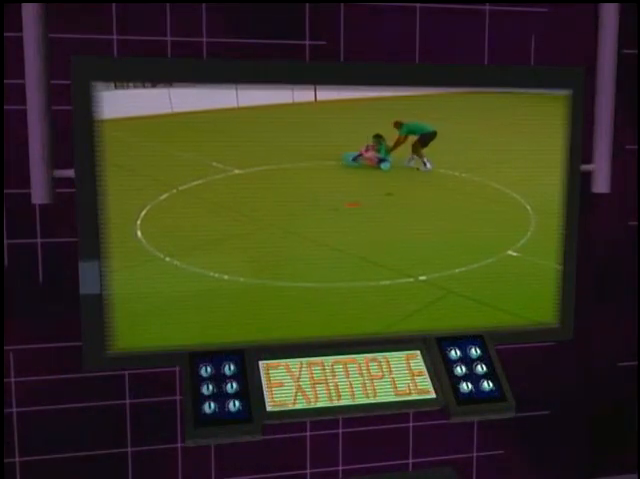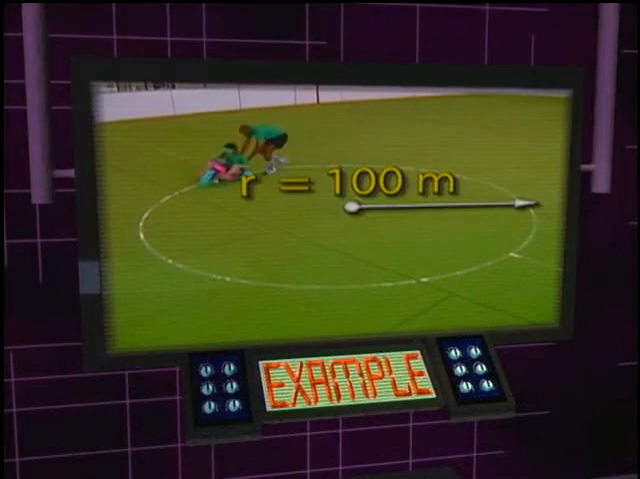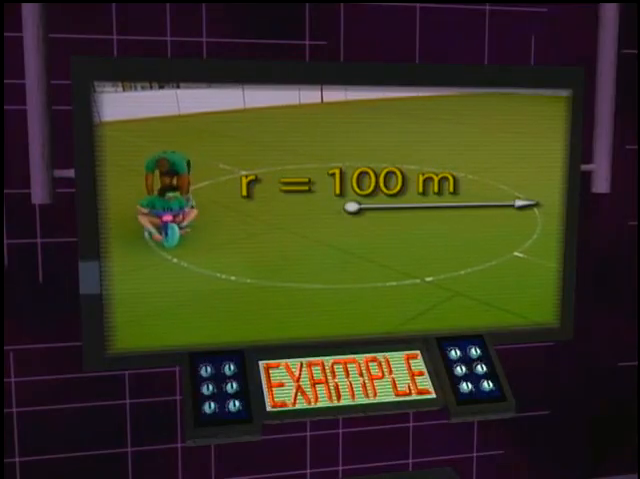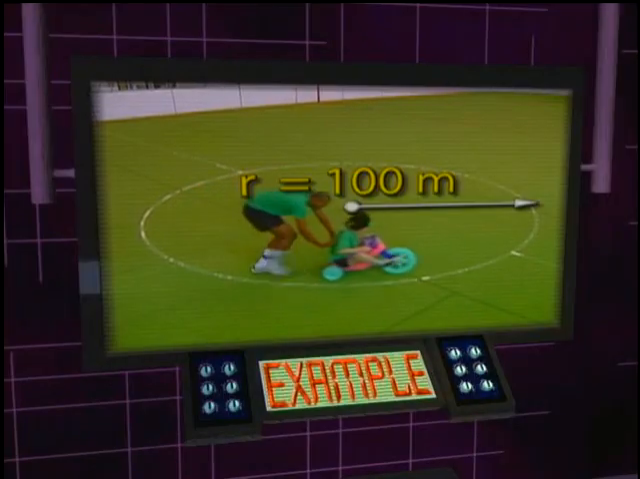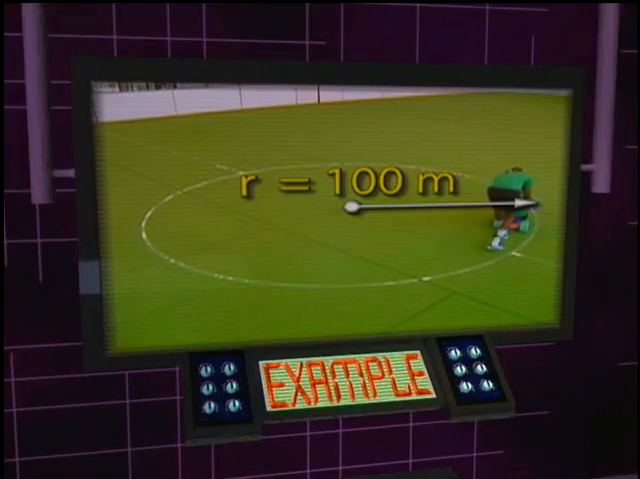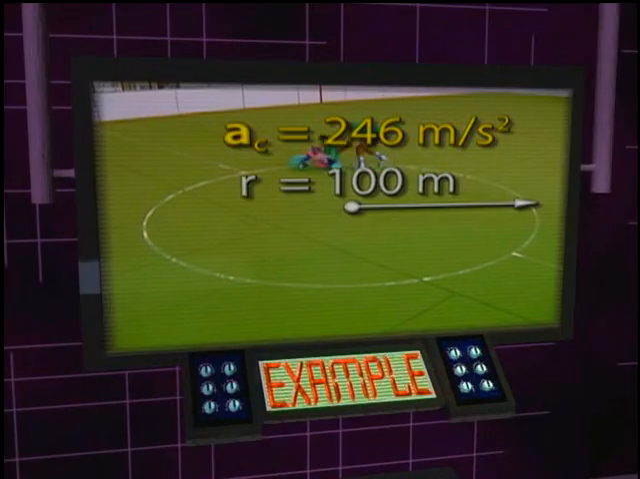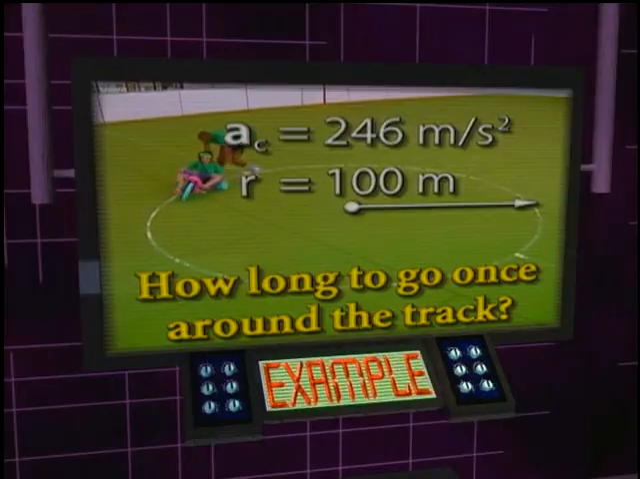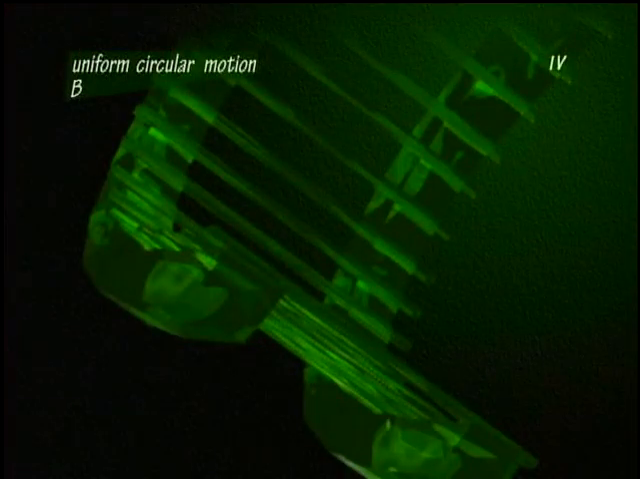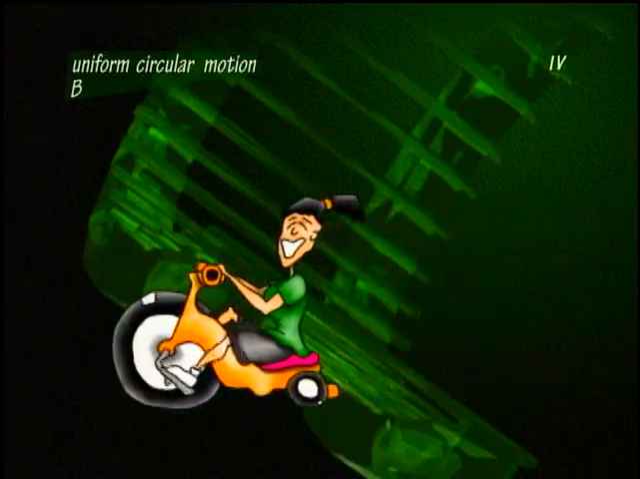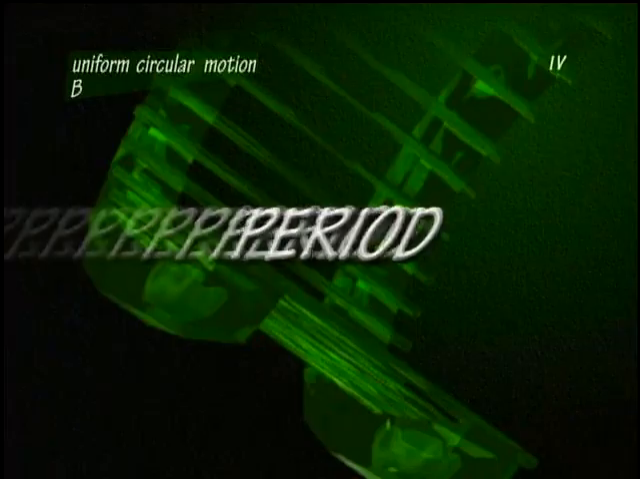Let's do an example. Suppose that the radius of the circular track is 100 meters instead. Same Uber Mean Machine, but now the track has a different radius. Let's say her centripetal acceleration is 246 meters per second squared. Then how long does it take her to go once around the track? The question is asking us to find how long it takes for Bright as Light to go around the track one time. That's the period.